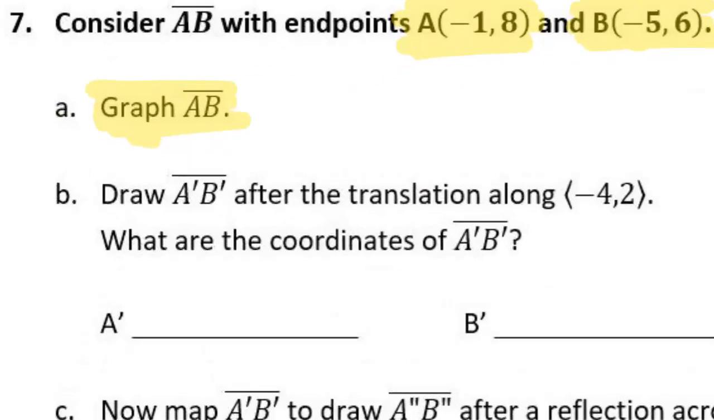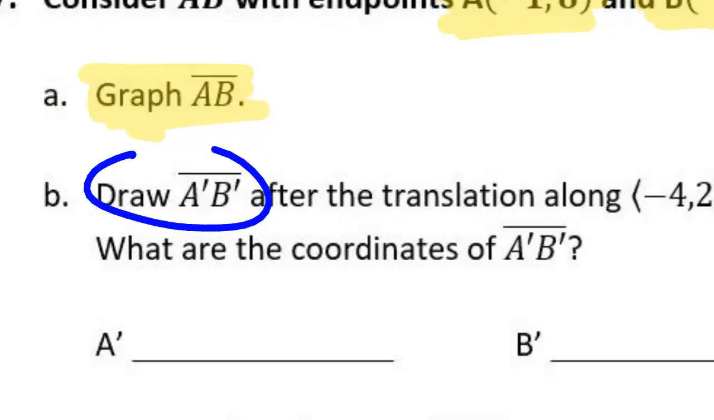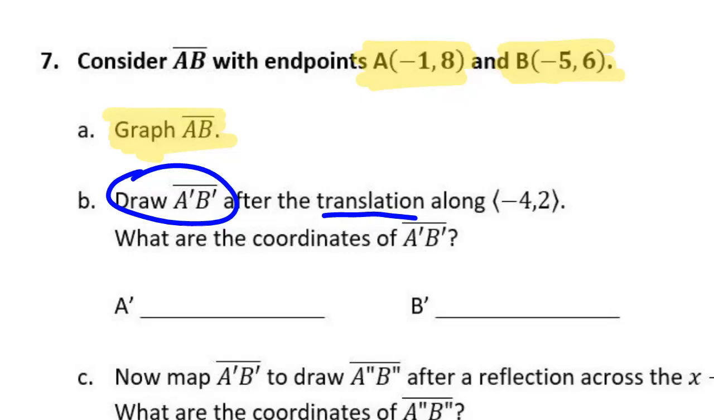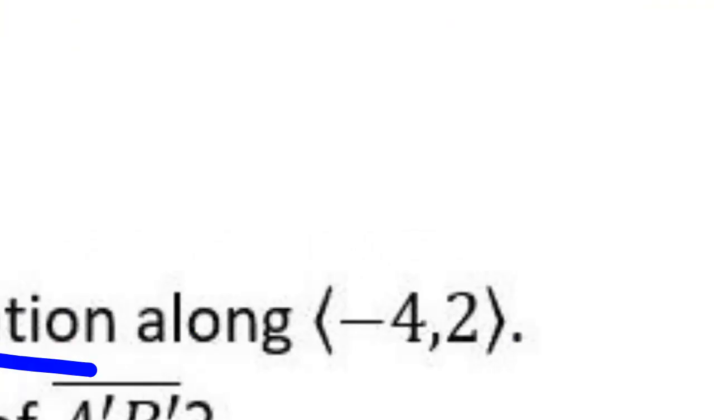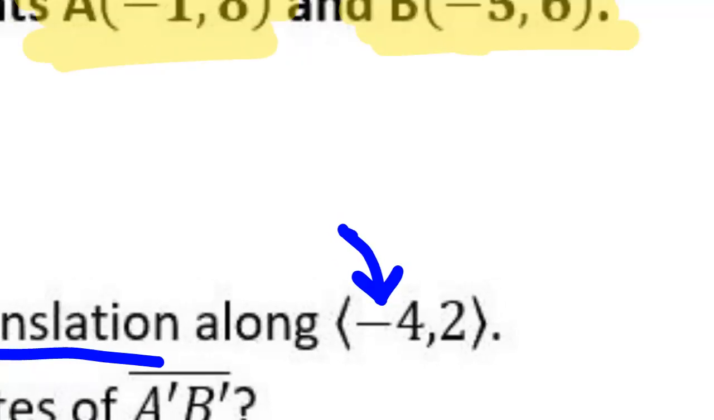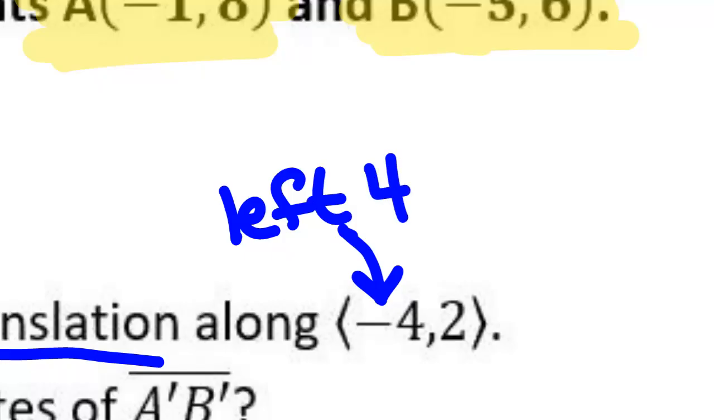In part B of the question, it says draw A prime B prime after the translation along, and then it gives me this vector. It's got those angled brackets. That means a vector. It's telling me how to move my points. This first number, the -4, means to move the points which way and how far? Left 4. First number is always my left-right number. That's the x part of a normal ordered pair. The x-axis goes left and right, so that first number is left-right.